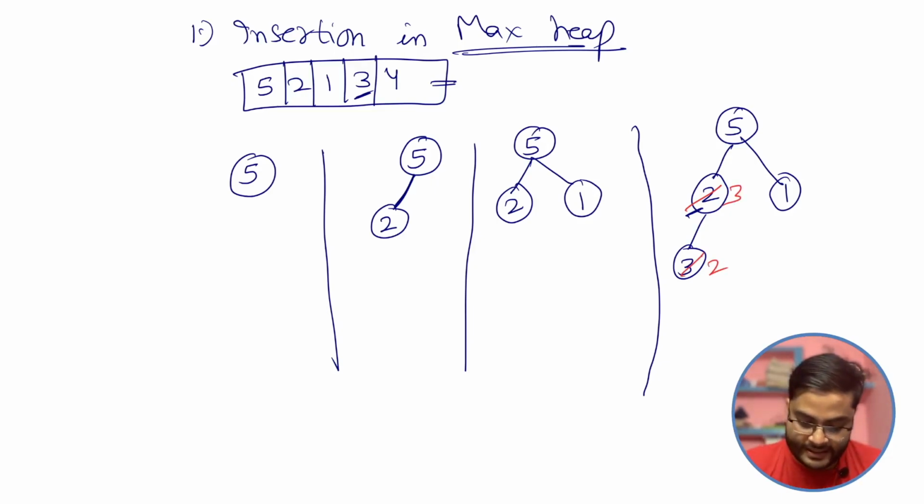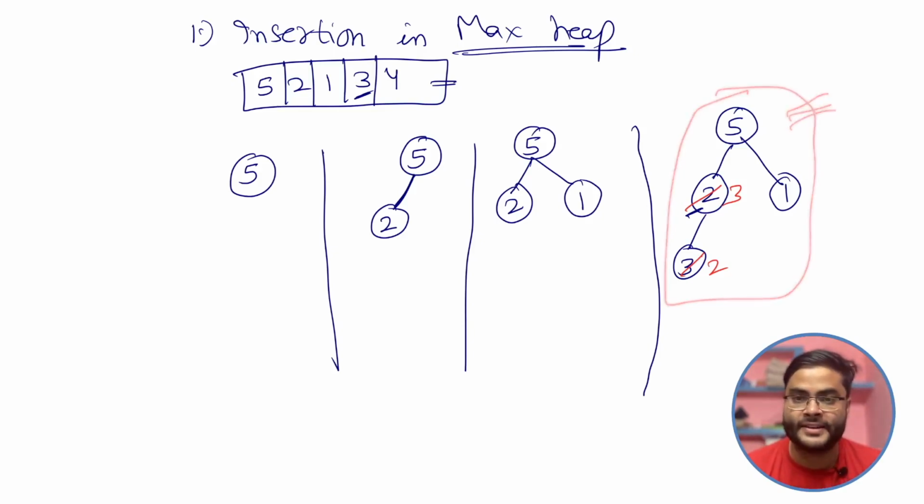This will be 3, this will be 2. Now after swapping, I will again check 3 with 5. I will start from my leaf and check till my root. So now compare 3 with 5. 5 is greater than 3, so it follows the property of max heap. So this tree also follows the properties of max heap.